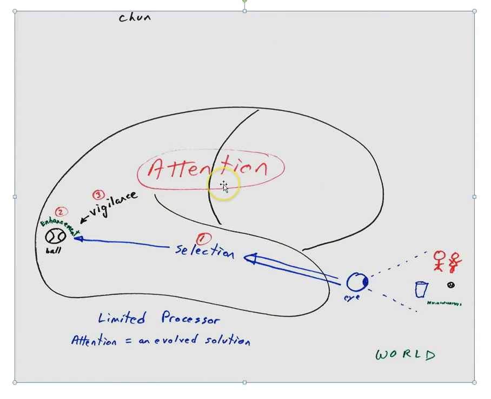So attention systems have evolved to perform three main functions: to select items for further processing. That further processing, we understand as an enhancement of the processing of one item at the expense of other items that were not selected, and then also to maintain the enhanced processing of the item of interest.